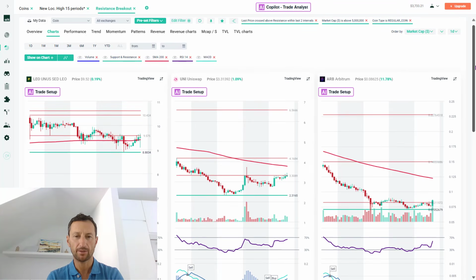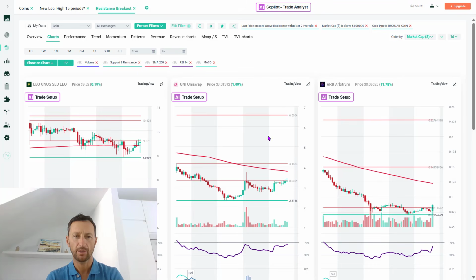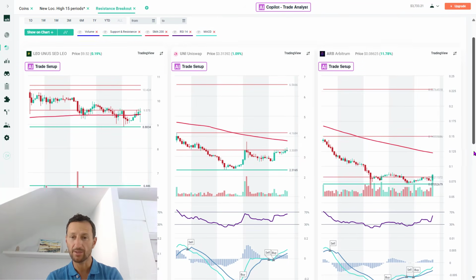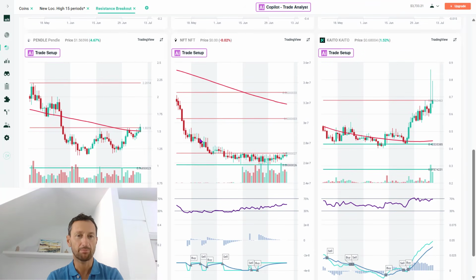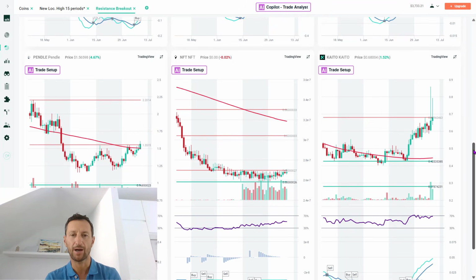And we see some other interesting situations here. Uniswap, it looks like it's also breaking above 330. Arbitrum is again on that list, just like it was on the prior list. And here PENDLE is again on that list as well. So there's a couple of ways that I could have found this breakout.